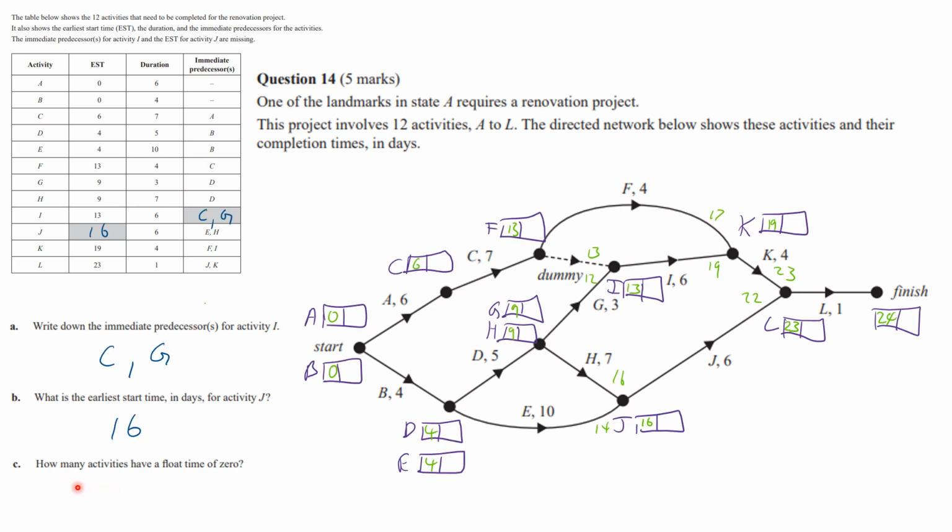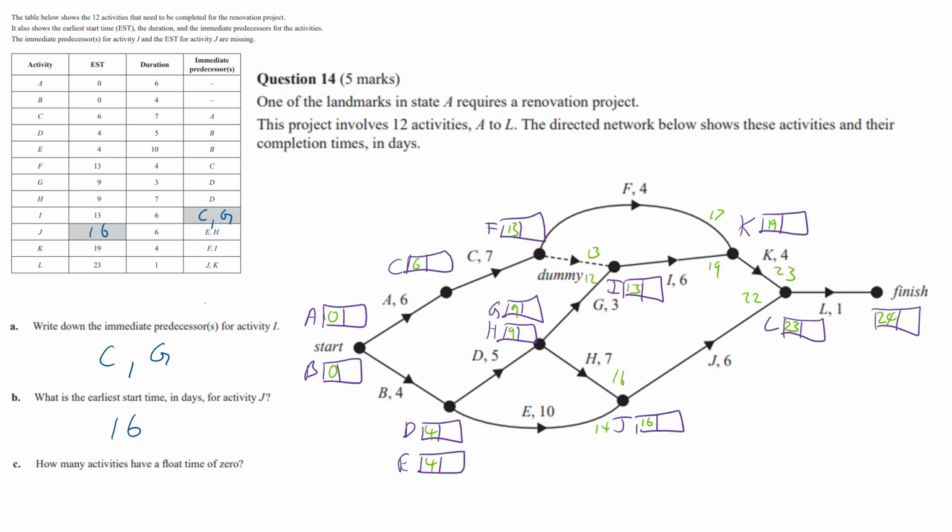Okay, it says how many activities have a float time of 0, which means how many activities are on the critical path. So we're going to do our backward scanning. Done all the forward scanning here. The main part to pay attention to is around this dummy area. We've got a 9 plus 3 coming up here, which is 12, but then we've got the 6 plus 7, which is 13 coming in here. So it's 13 for the start of F, but also 13 for the start of I, because remember, that's why we have a dummy. So let's do our backward scan.